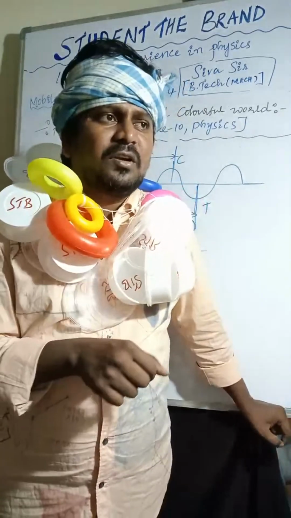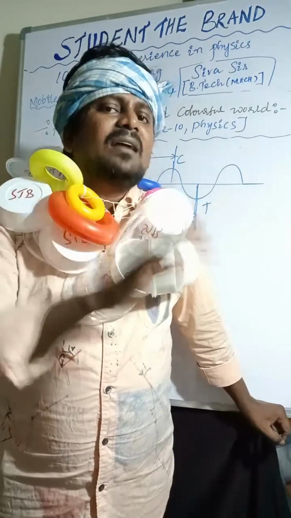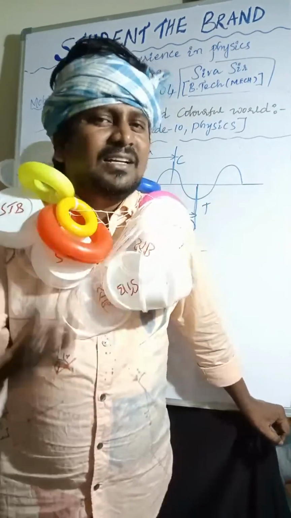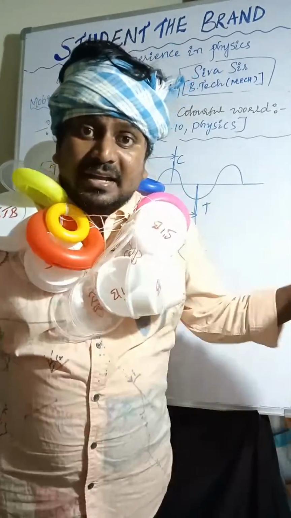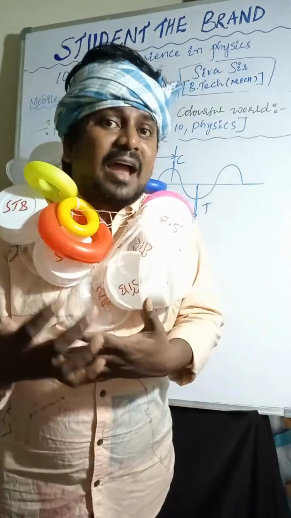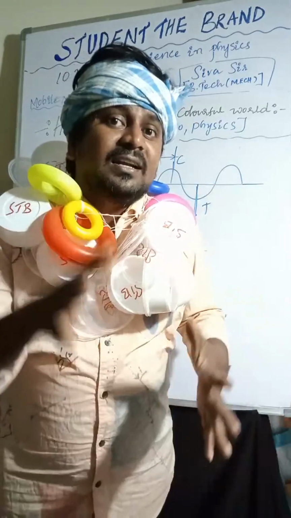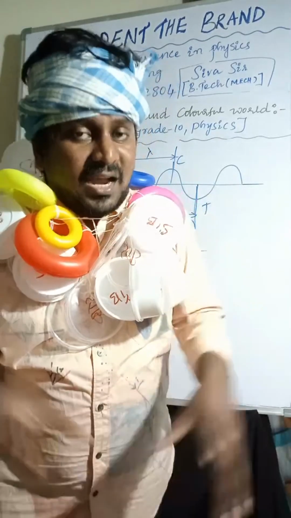Next, we are going to one more topic: scattering of light. The re-emission of light in all directions with different intensity is called scattering of light. Once again, remember this point.